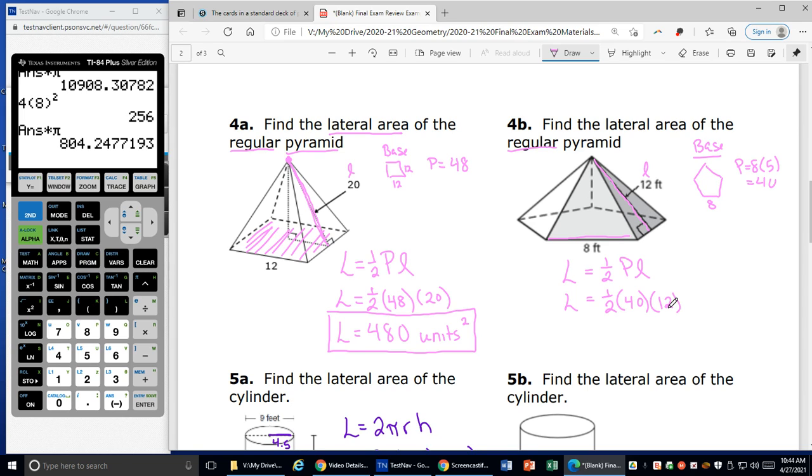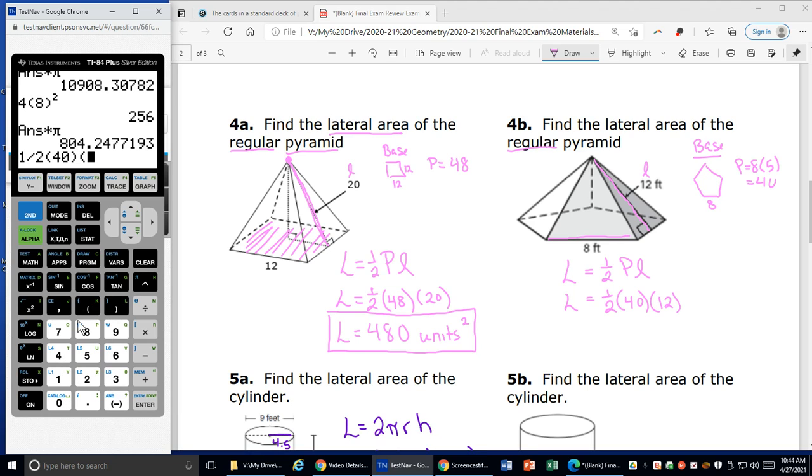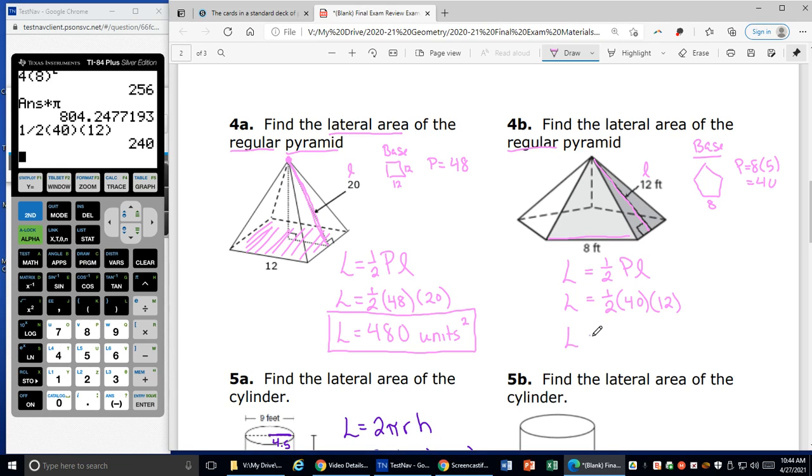So this is ready to go in the calculator. 1/2 times 40 times 12 is 240. So my lateral area of this regular pyramid is 240 square feet.